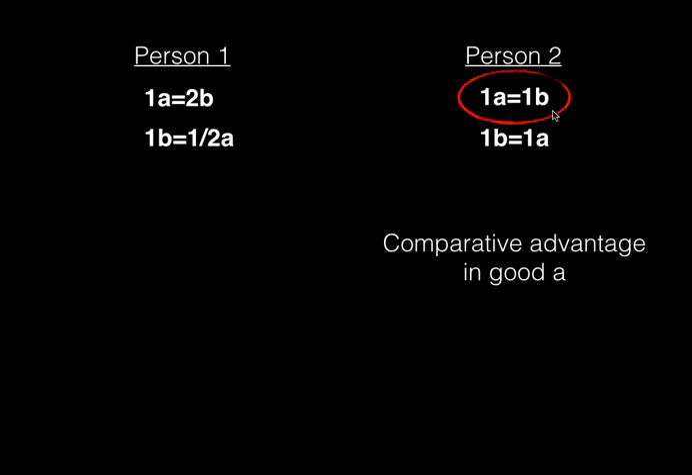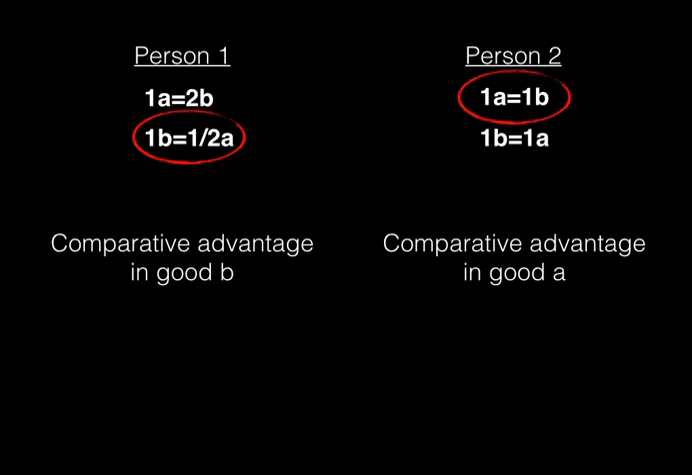So again, I'm going to start with one of the goods. Who has the lowest opportunity cost of producing A? It's this guy. I'm going to circle it. He has the comparative advantage in A, which means, just because I took the reciprocals of these to get the opportunity cost of B, if he has the comparative advantage in A, he's going to have the comparative disadvantage in B, right? This is lower than this, right? This is going to have to be lower than this.